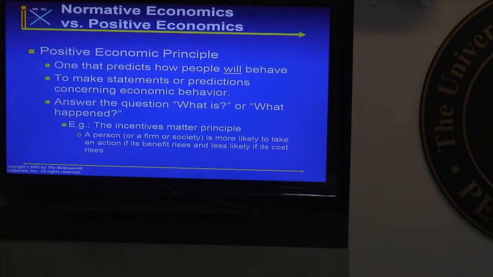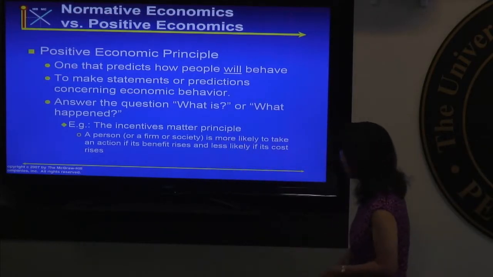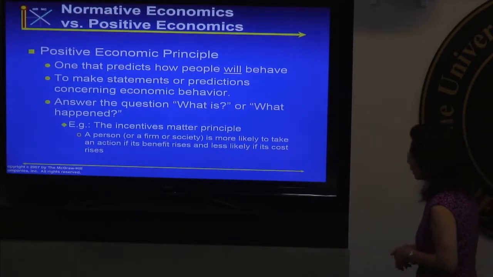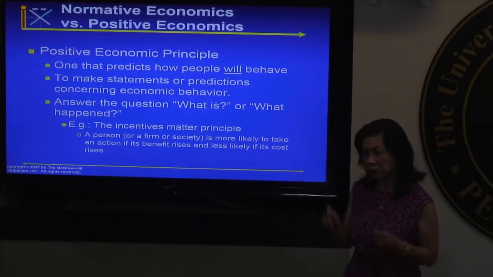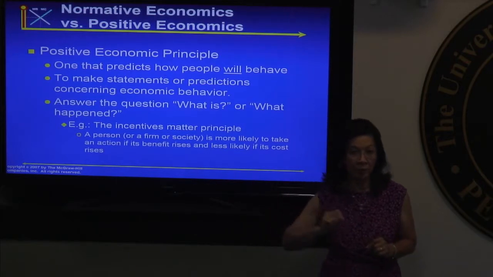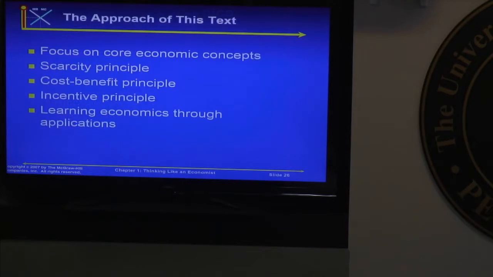So the kind of question you can expect from the test next Monday would be, for example, a person is more likely to take an action if its benefit rises and less likely if its cost rises. So this is a quite concrete statement. And you could put in some numbers, like if we start calculating economic surplus, and see whether the number is positive or negative, you are definitely getting into a positive economic statement, unlike the normative economic statement.